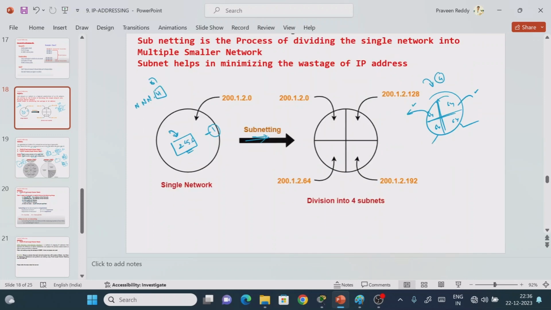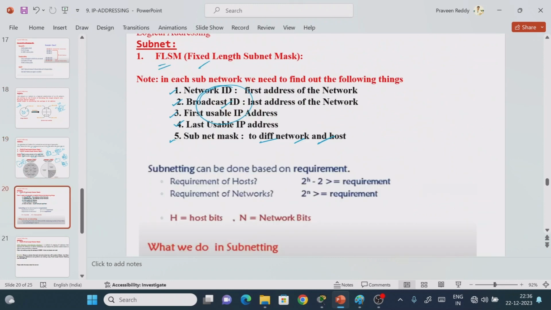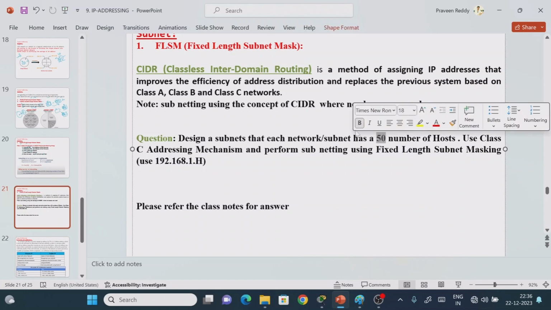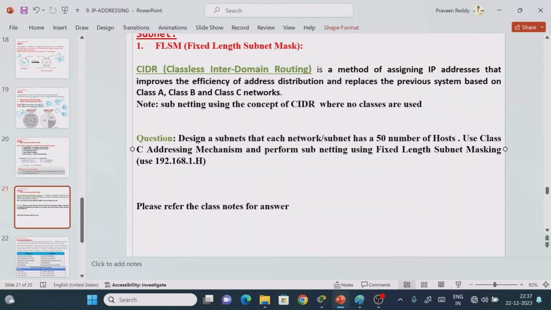In the next class we will consider some problems based on fixed length subnet masking and solve them. The question is something like this: design a subnet where each network or subnet has 50 hosts. It means I have 50 systems, and for each of the 50 systems I need to assign an IP address. Which addressing mechanism are they asking us to use? The class C addressing mechanism.